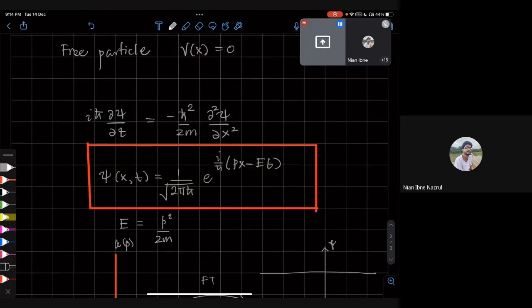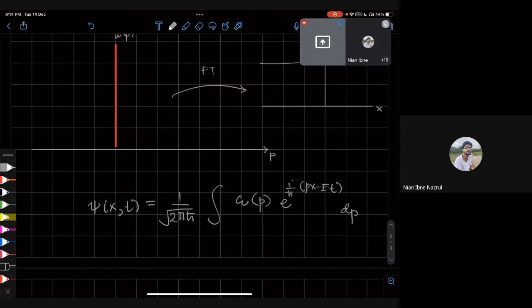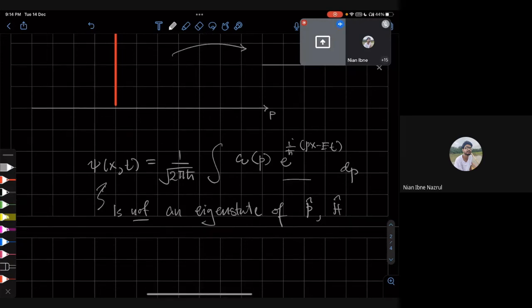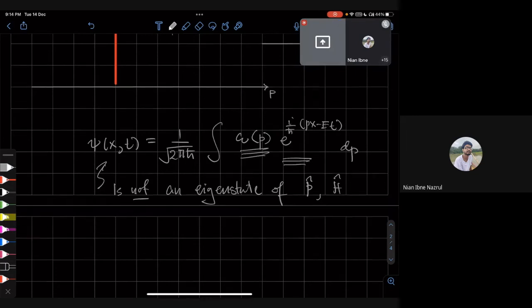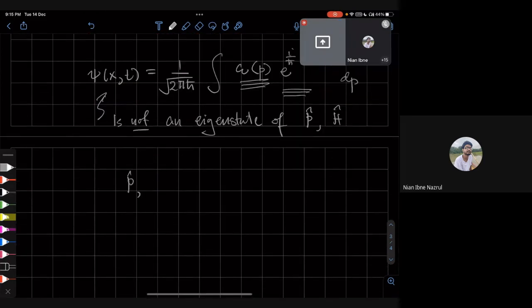The thing about this solution is that it's an eigenstate of the momentum operator, right? It's an eigenstate of both H and P, okay? However, this guy is not an eigenstate of P, and therefore it is also not an eigenstate of H. And why is that? Because as we can see, we are integrating over different P's. And see that because there is no potential energy, P and H commute, okay?